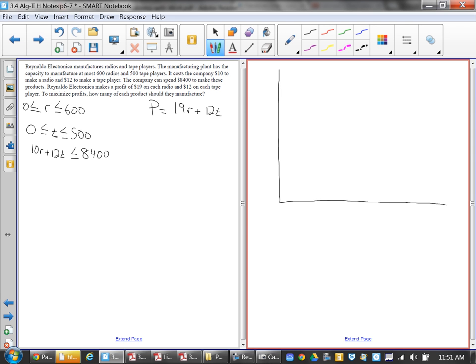What do you think I'm going to put on the x-axis? R. Okay. So what is my R-intercept? What's 8,400 divided by 10? 840. I'm a mess. The first step is admitting it. Now, what is 8,400 divided by 12? 700.